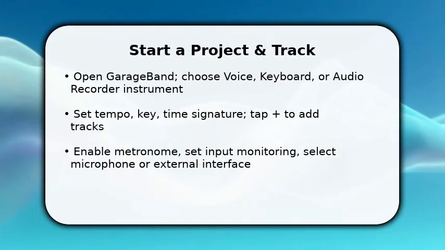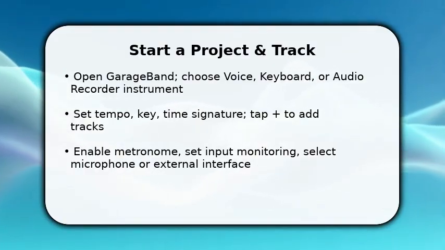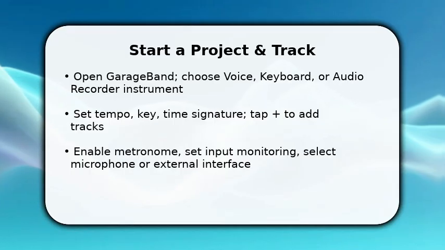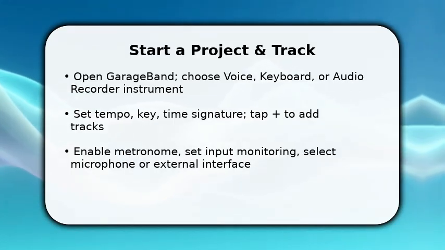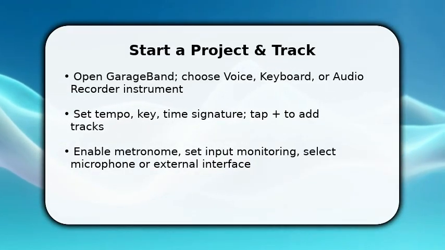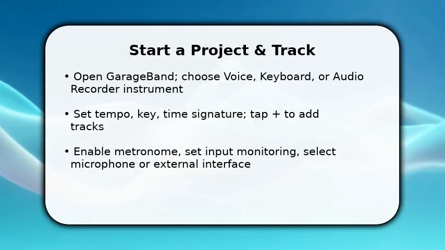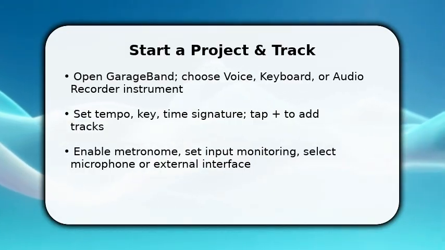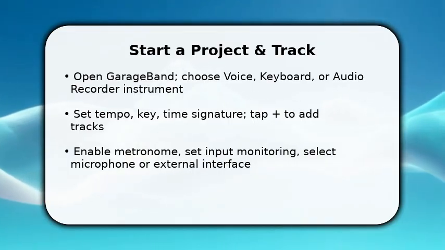You begin by creating a project and choosing the right instrument for your idea. Set tempo, key, and time signature so edits align later. Once done, add tracks with the plus button and pick input sources. Make sure the metronome is on for timing and enable monitoring to hear input. If you use an external mic or interface, select it now.